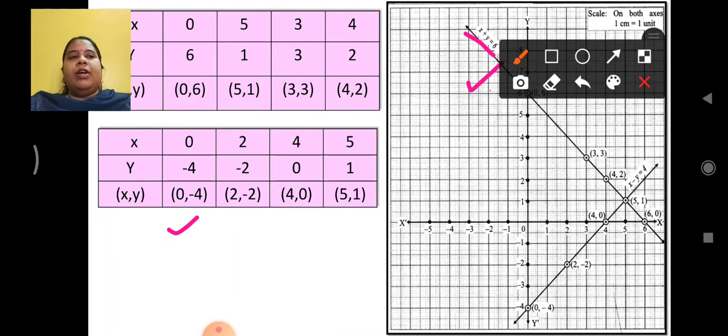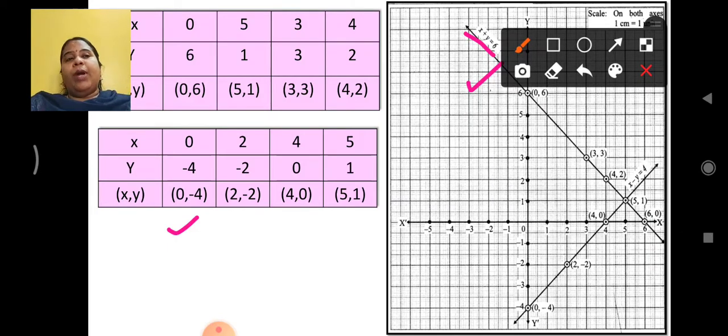First is 0, minus 4. Now 0 on the x-axis, and on the y-axis minus 4. So I have to search somewhere down here. So 0, minus 4. Okay. Then 2, minus 2. 2 on the x-axis and minus 2 on the y-axis. So somewhere here, 2, minus 2.